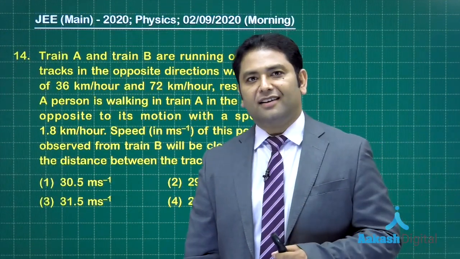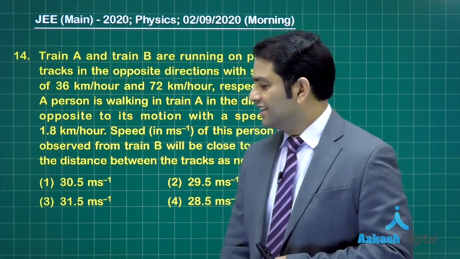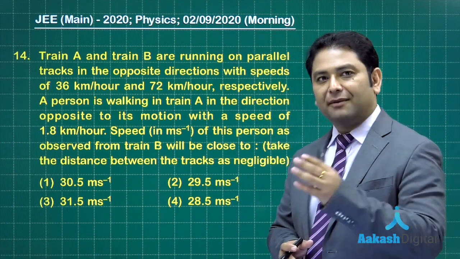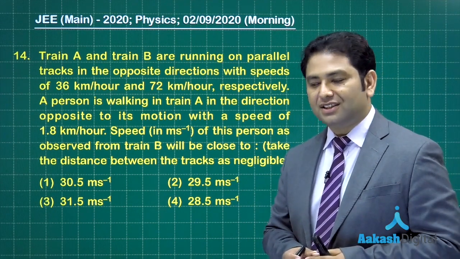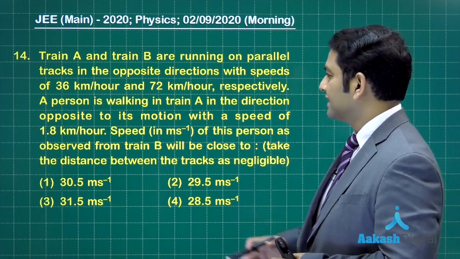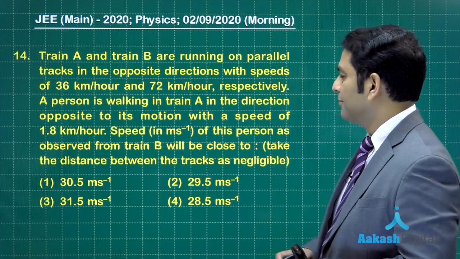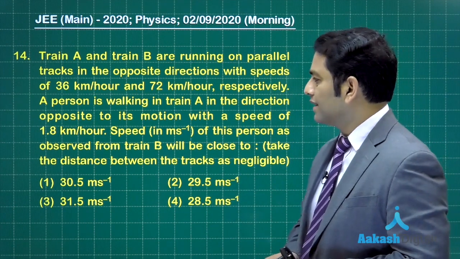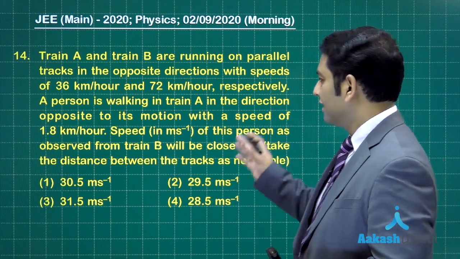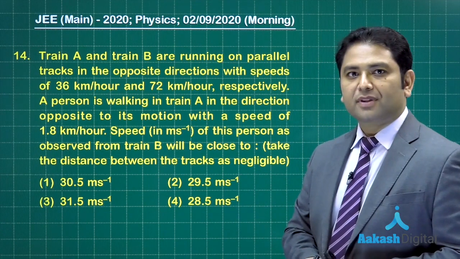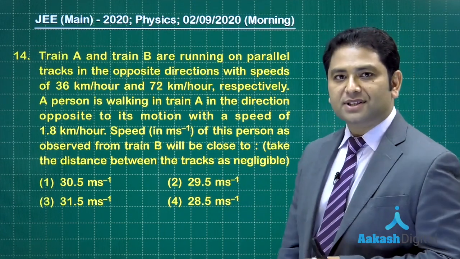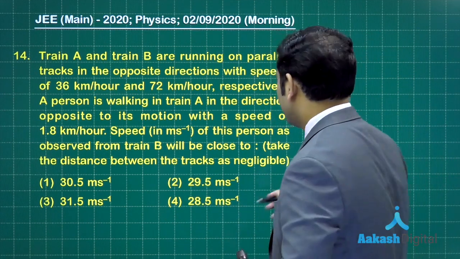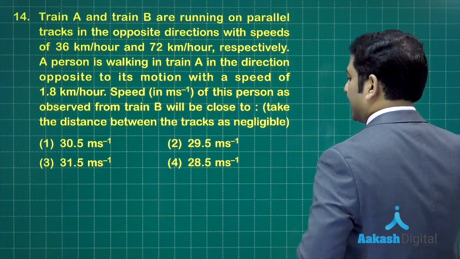Question number 14, that's from relative velocity. Look at the question. There are two trains in the picture, train A and B, moving in opposite direction with the velocity 36 and 72 km per hour. And inside train A, a person walks with a speed 1.8 km per hour in the opposite direction. We need to calculate the speed of person as observed from B. And the answer has to be reported in meter per second.